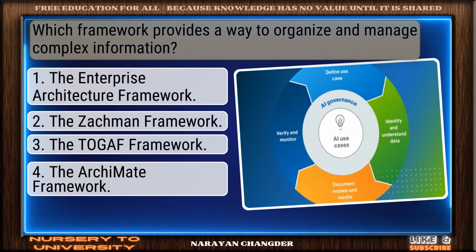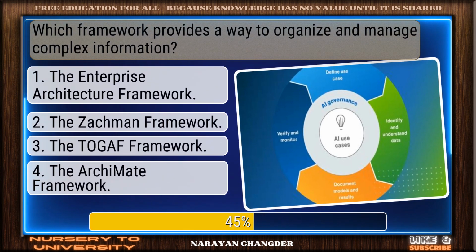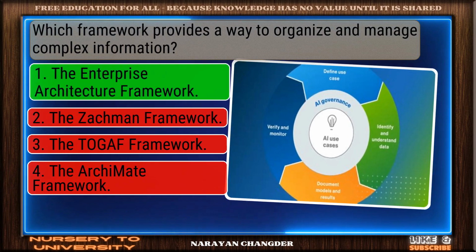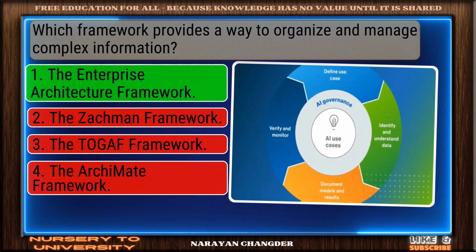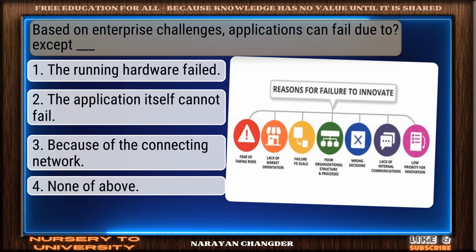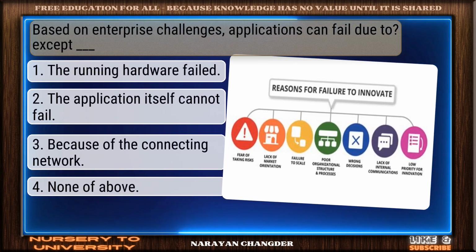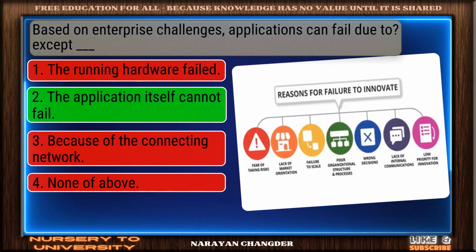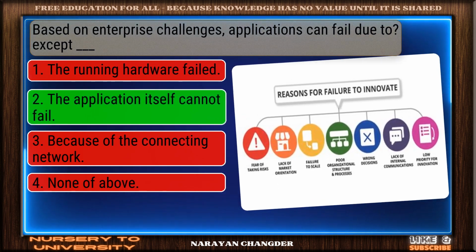Question number 19. Which framework provides a way to organize and manage complex information? Excellent. The Enterprise Architecture Framework is a brilliant choice. Question number 20. Based on enterprise challenges, applications can fail due to... except dash. Nice selection. The application itself cannot fail is the correct and valid answer.